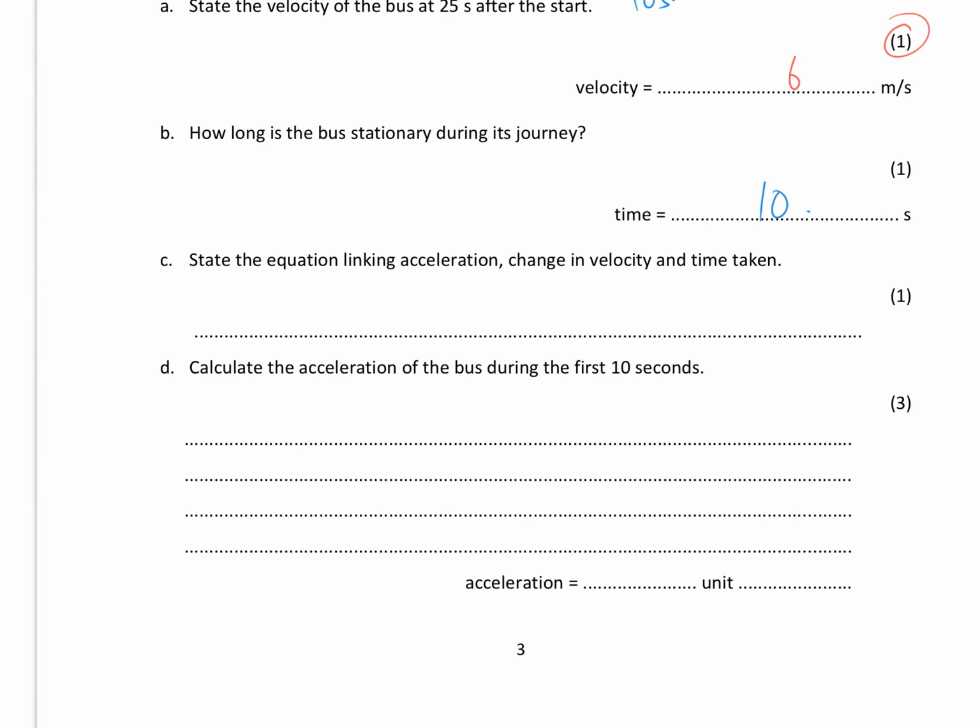State the equation that links acceleration, change in velocity and time. Always write it as a word equation, it might be easier. So we can either say acceleration is the change in velocity over the change in time, or acceleration is the change in velocity divided by the time taken. Good. Either of those is perfectly right.